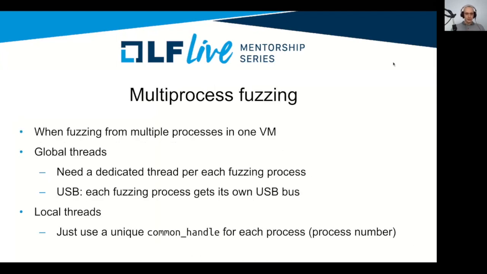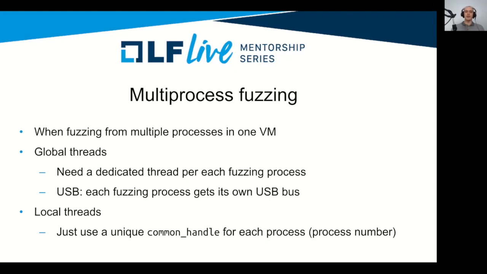Something that you need to keep in mind when you're fuzzing from multiple processes in a single VM is that there is an issue with global threads. If there's only a single global thread that handles inputs from all those processes, there is no way to know which coverage is related to each input. So for using kcov with global threads, you need a separate global thread for each fuzzing process. And the only actual user right now in the kernel of this feature is USB.